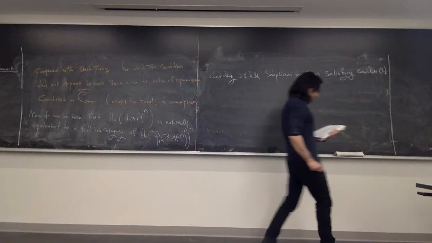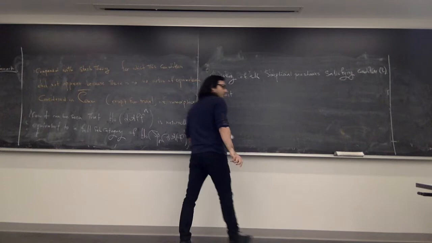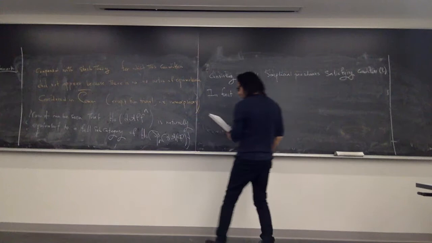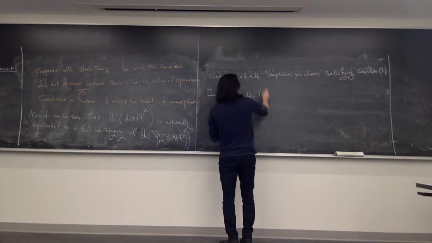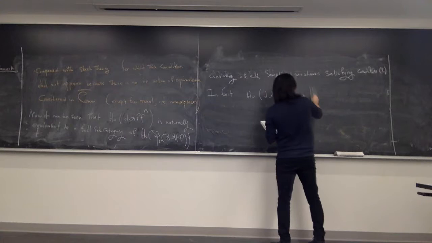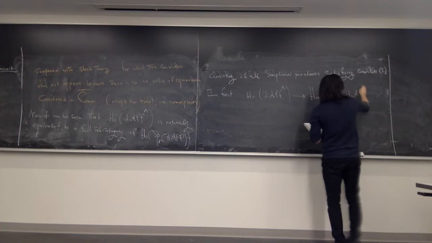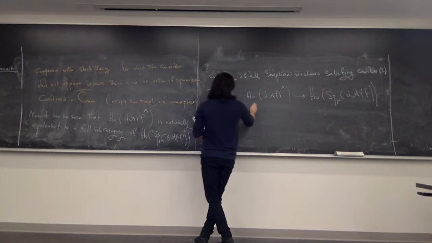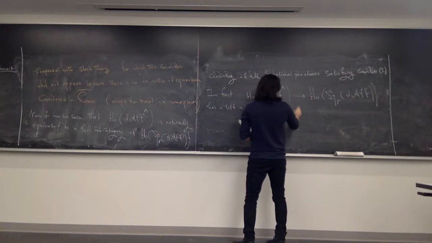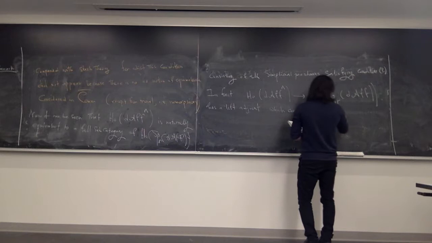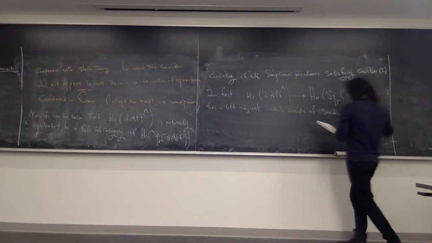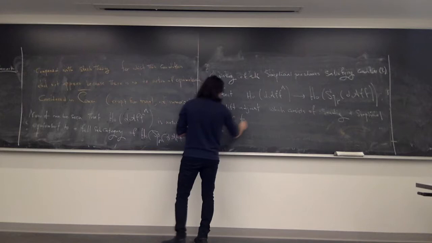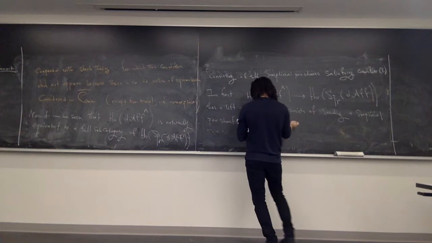Those are the stacks. Now, in fact, this homotopy category of derived affine hat, which gets mapped into the homotopy category of simplicial presheaves on derived affine objects, this map has a left adjoint, which consists of sending a simplicial presheaf F to its fibrant model.